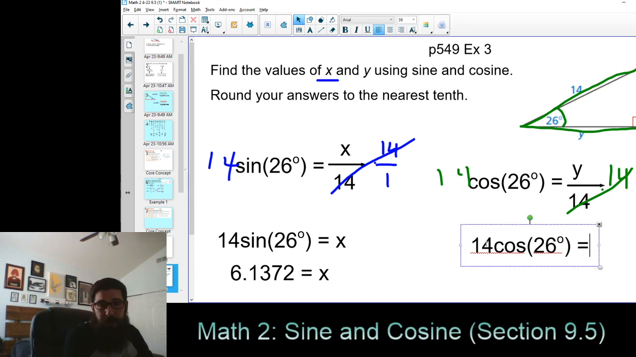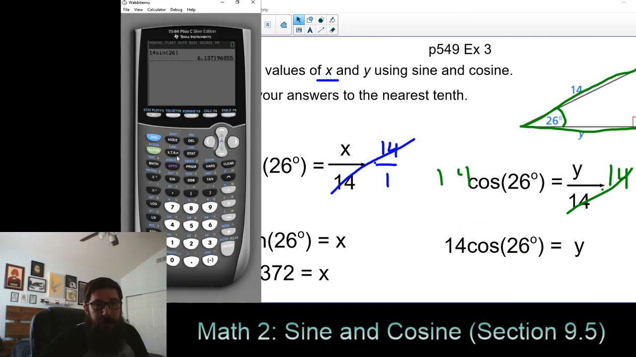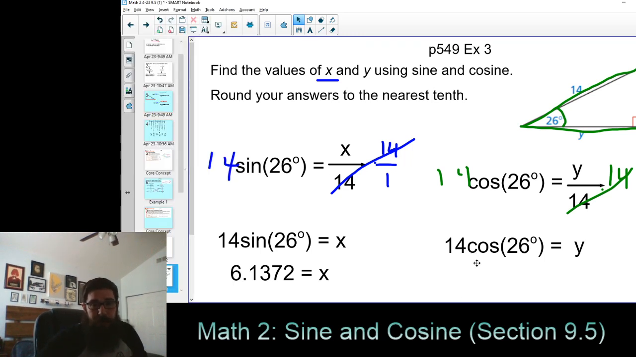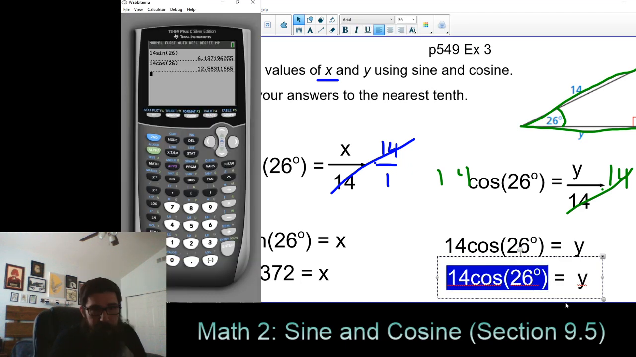14 cos of 26 equals y. We're still in degrees already. That hasn't changed on the calculator. Let's do 14 cosine of 26. 12.5831. That's it. That's all we're doing. It's the same skills that we just changed in our ratios. What did I just say that was? 12.5831.